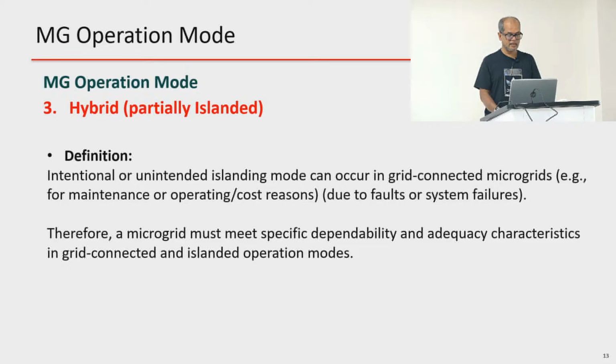In many cases, as I said, islanding can occur either due to a fault, or sometimes people do it intentionally for maintenance and other purposes. So the microgrid could operate in both modes, depending on the requirement.